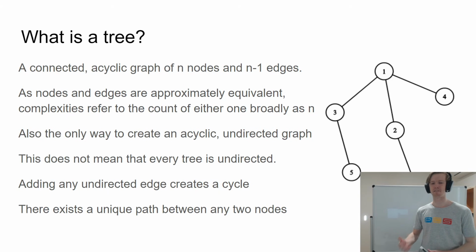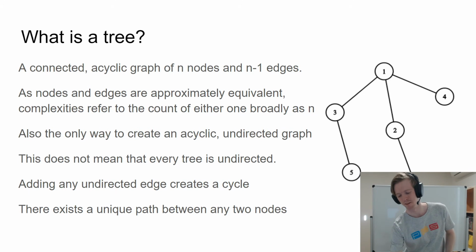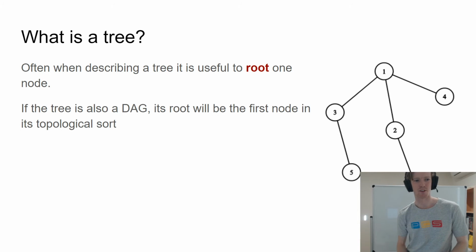And for every two nodes within a graph, there exists a unique path. There exists a unique traversal from one to another, which isn't to say that there aren't ways that we can split that into solving overlapping subproblems, but we'll talk about that in a bit.